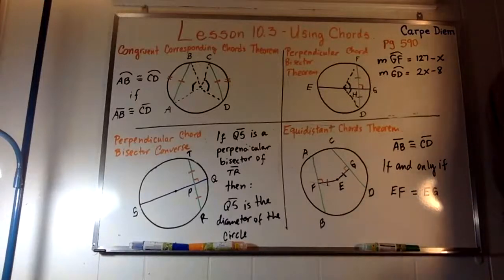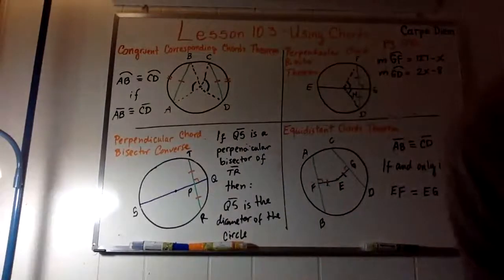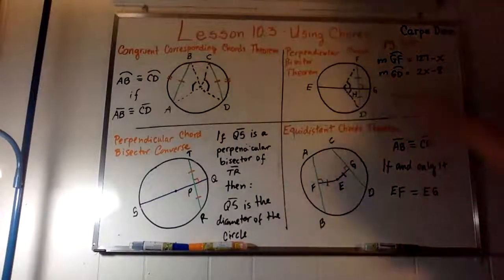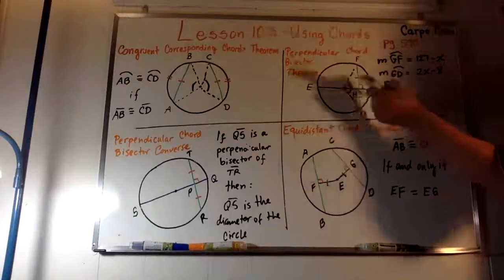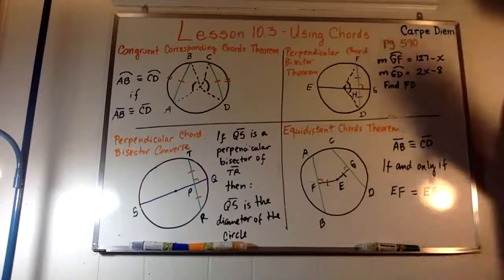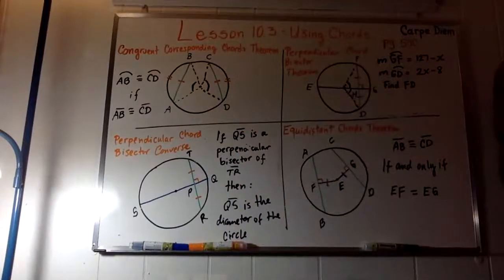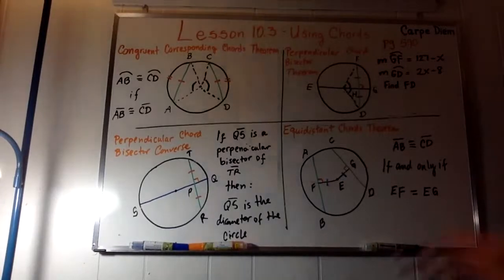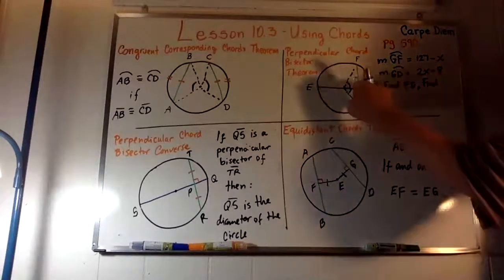we need to find out FD. Wait a minute, I just want to make sure. Yeah, we need to find out FD. All right. So we need to find the length of the chord. And also we will need to find the measure of the major arc. In this case, it's going to be the major arc that goes FED.